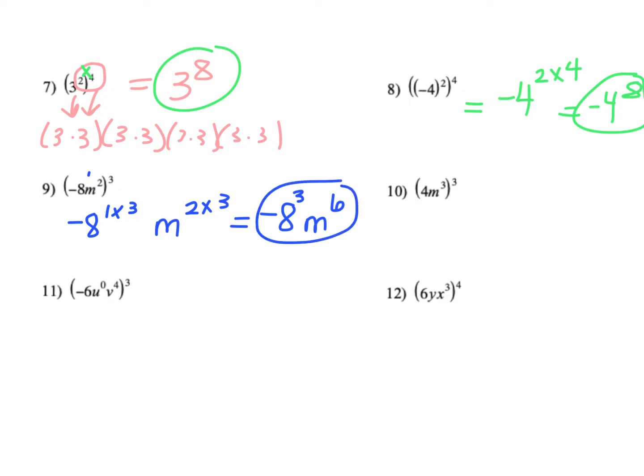Let's see that again for number 10. It's very similar. The 4 does not have an exponent, but I do have 2 terms in here. So I'm going to put an invisible 1 there with the 4, and I keep the base and I multiply the exponents. So I get 4 to the 3rd, m to the 9th.